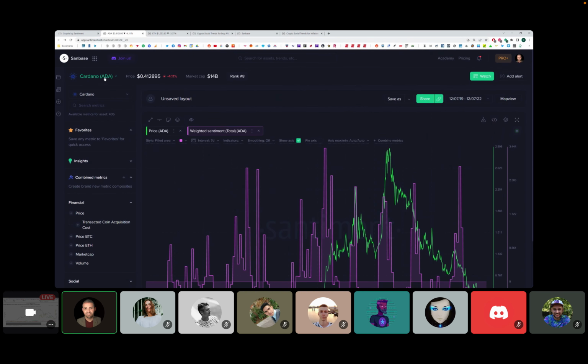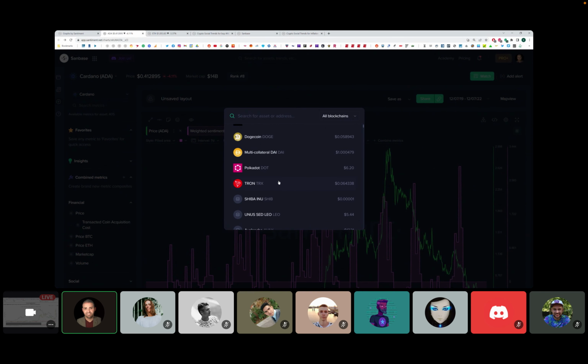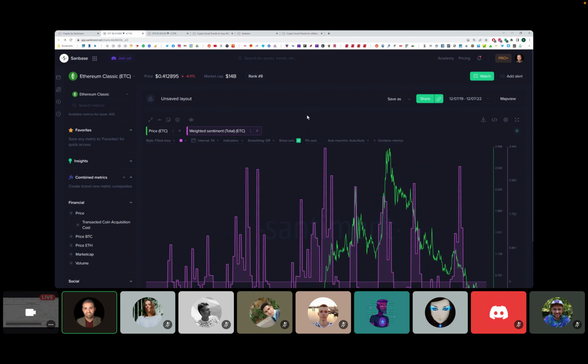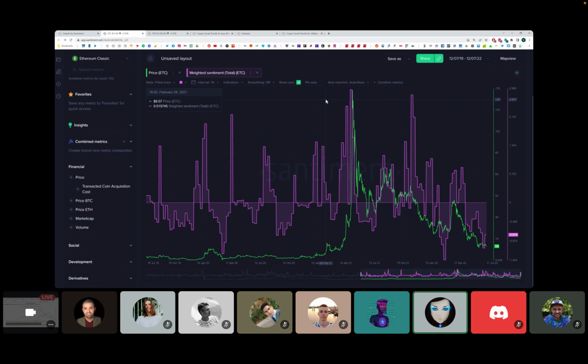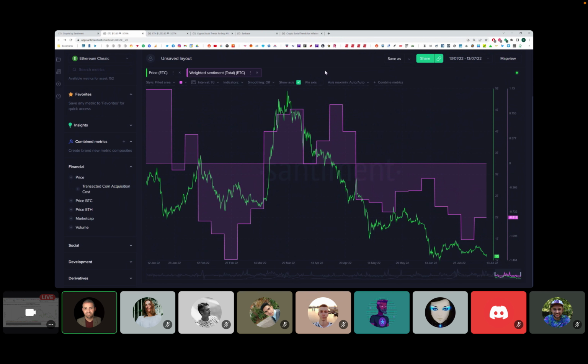Let's take a look at another asset, such as a smaller one that doesn't usually get talked about too much. Chainlink definitely gets talked about a lot. Let's try Ethereum Classic, could be interesting. So yeah, this is definitely a good example. Let's look just at the last 6 months. It looks like there's some pretty good alpha that showed up for the weighted sentiment side of things.